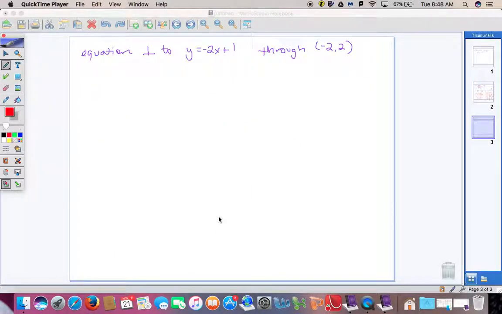Okay. The last 5 questions are asking you to write the equation of a line perpendicular to a given line through a given point. Okay, so in this particular one, I'm asked to write the equation of a line perpendicular to y equals negative 2x plus 1. Well, what I know about perpendicular lines is that slopes are opposite reciprocals. Okay, so if slopes are opposite reciprocals, I have everything I need to know. Right now, I can see that my slope of this line is negative 2. So a slope of a line that's perpendicular to this would have a slope equal to positive 1/2.